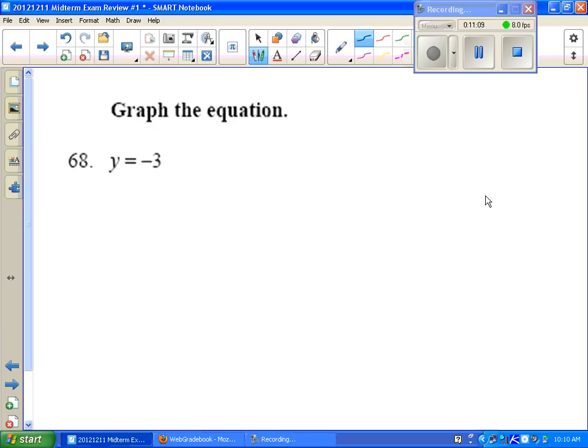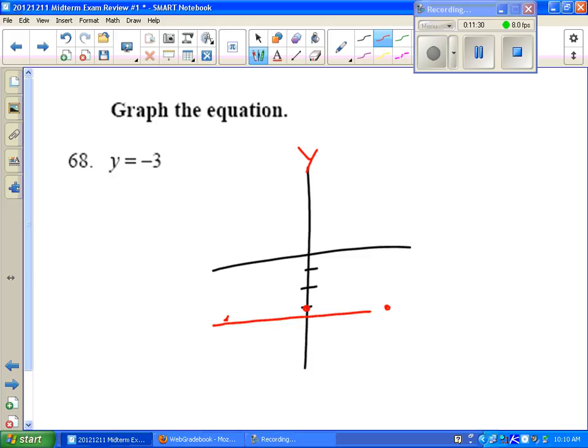Graph the equation, real simple. You know that this is your y-axis. So your y value is negative 3. At negative 1, 2, 3, put yourself a point. Any x value you plug in, it's always going to be negative 3, which means this way, as far as you can go, will be negative 3, and this way, as far as you can go, will be negative 3. So you have an equation that is a horizontal line when y is negative 3.